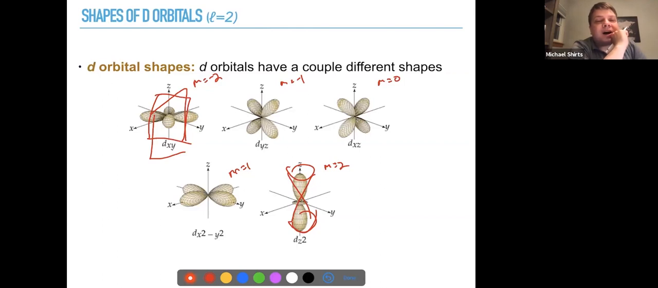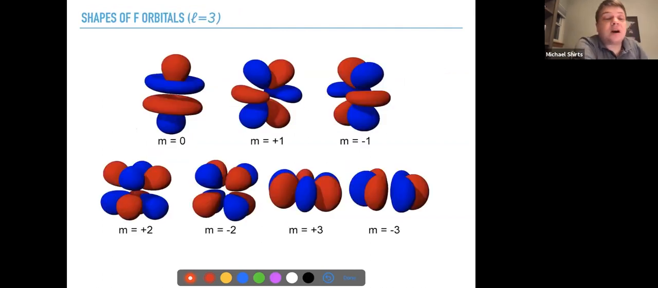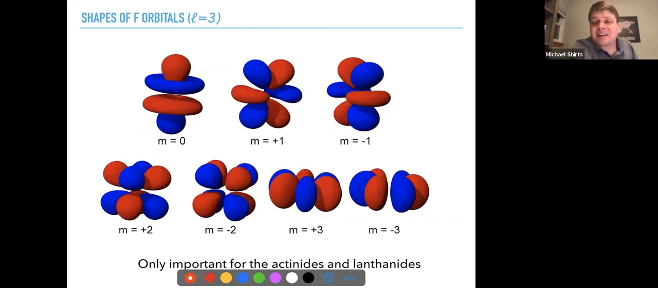Also, don't worry about what the different ones are named, but if you see an orbital, you should be able to recognize whether it's s, p, d, or f. F orbitals are the one other type of orbital that occur in chemistry, but it's really only important for the actinides and the lanthanides. The compounds that are down at the bottom of the periodic table, sort of cut out of the middle. Those are the orbitals that are occupied in that case.